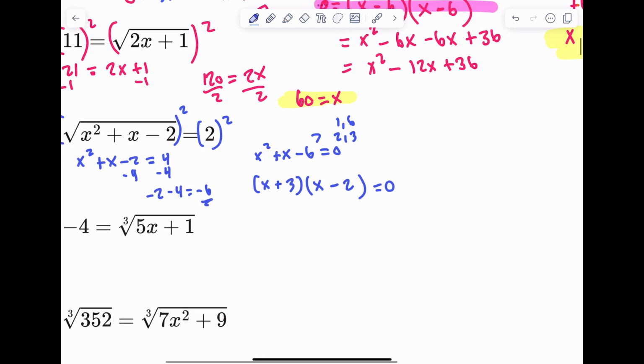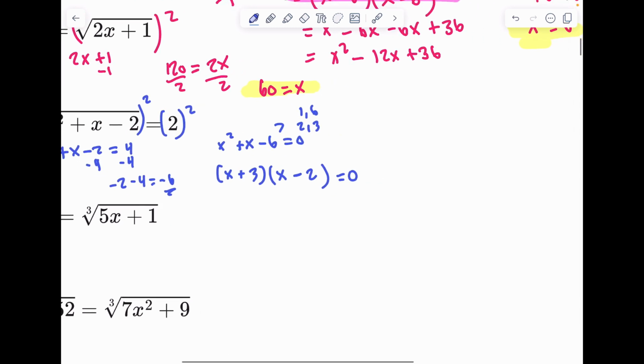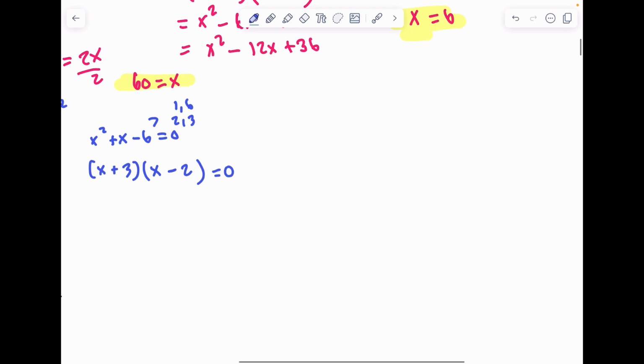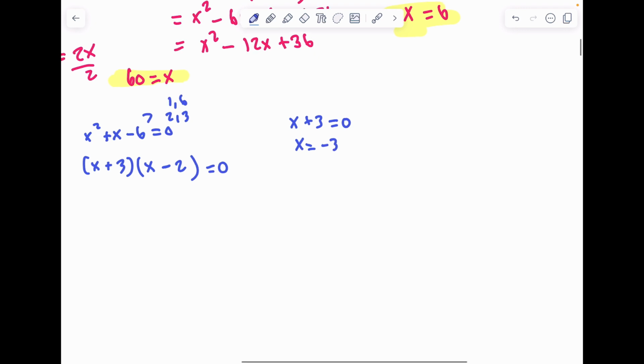Okay, so those are the way I would set that up. And then I'm going to go ahead and set each of them equal to 0. So x plus 3 is equal to 0. So then I get that x is equal to negative 3. And I'm going to get x minus 2 equals 0. x is equal to 2.